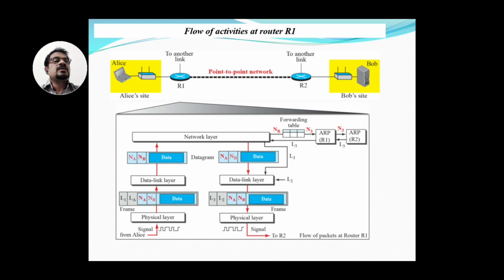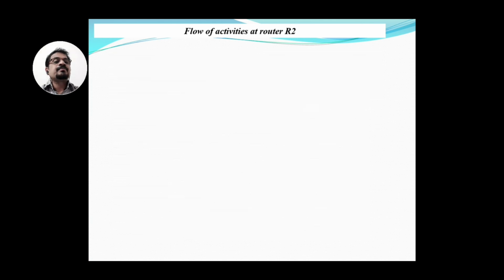which is the node. With the help of the ARP protocol, once the link is identified, after the network layer, once it comes to the data link layer, both the IP addresses as well as the link addresses are going to be added along with our data. Then that data is going to move on to the physical layer and is going to be sent to R2.